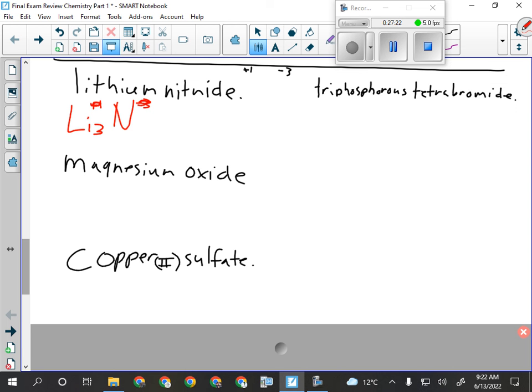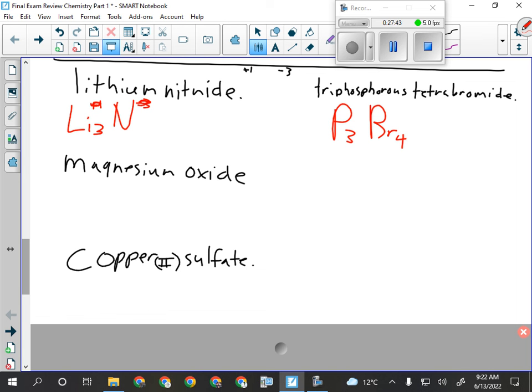Triphosphorus tetrabromide, ionic or molecular? It's molecular. It's 2 nonmetals and it has prefixes in it. Triphosphorus, P3, tetrabromide, Br4.